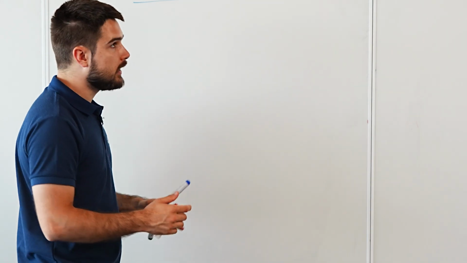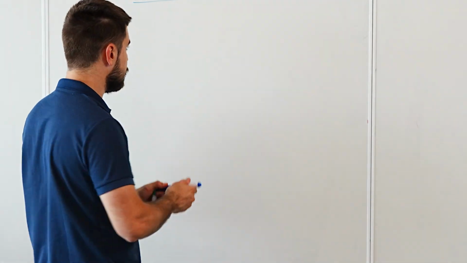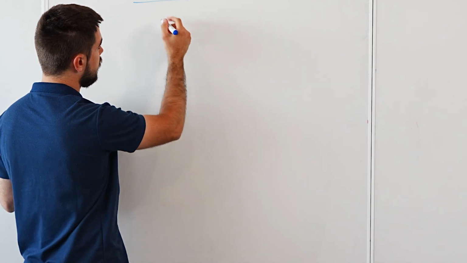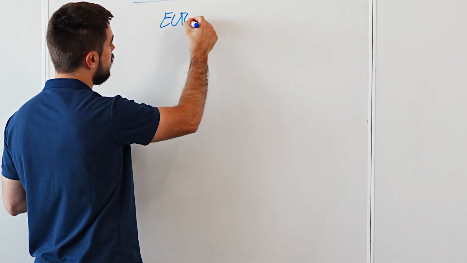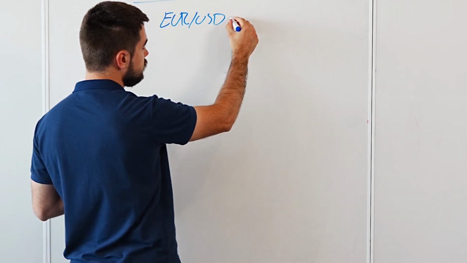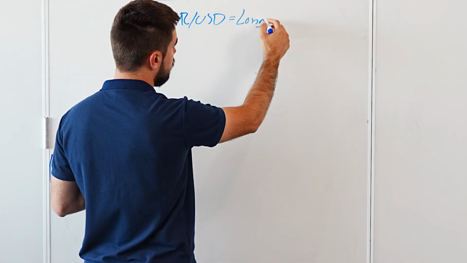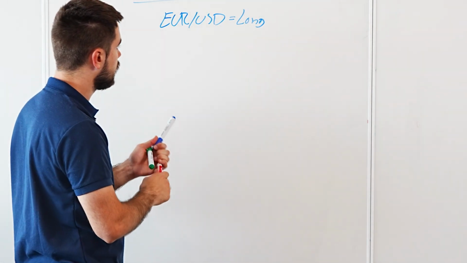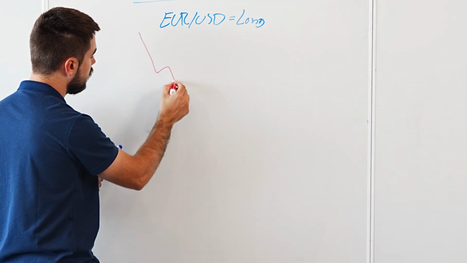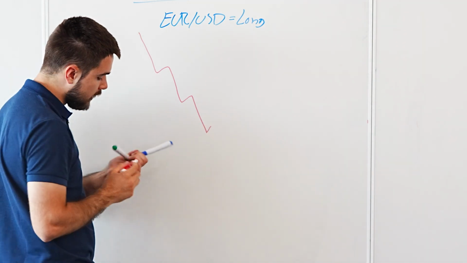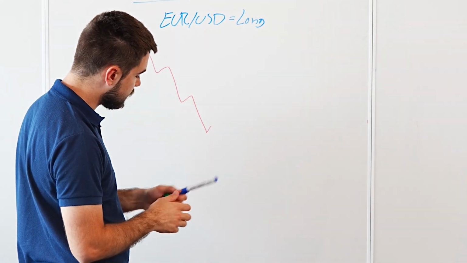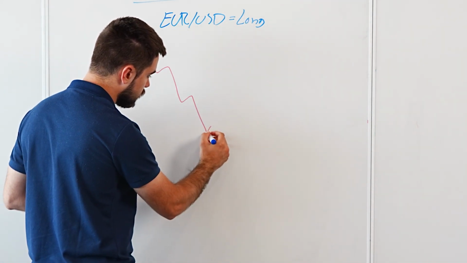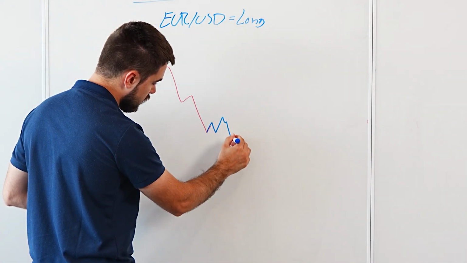So let's go through a long entry here, okay? So we want to long euro dollar. Our example today will be euro against the US dollar, and we want to long this market. Now we go to the chart and we see something like that. The chart's coming down, and from here we see an opportunity of a consolidation. The market comes and consolidates, okay?